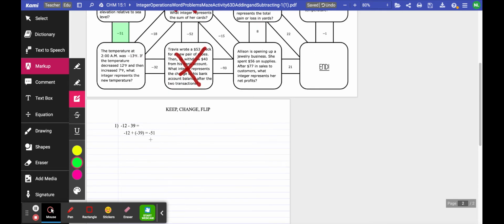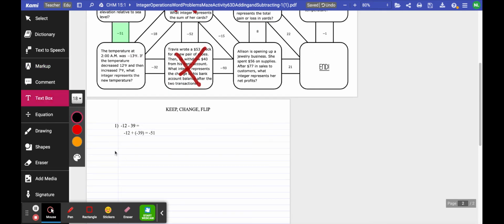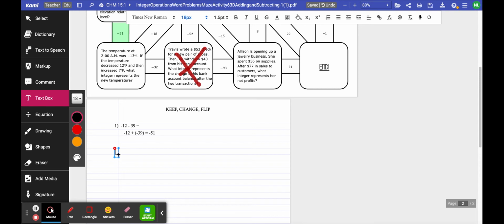So then I will create another text box underneath and I will start to do number 2, this second one. The temperature at 2 a.m. was negative 13 degrees. If the temperature decreased 12 degrees and then increased 7, what integer represents the new number? So again, we're starting at negative 13, we're decreasing or going down 12, and then we're increasing 7.